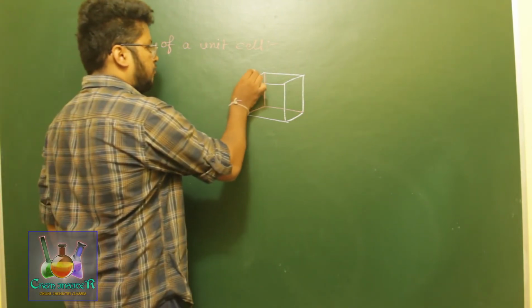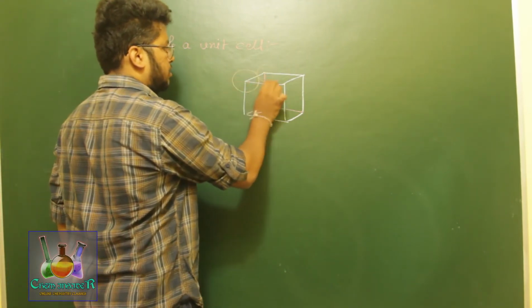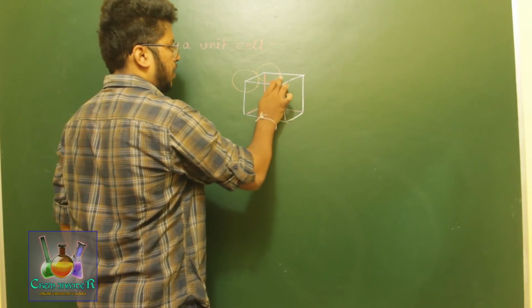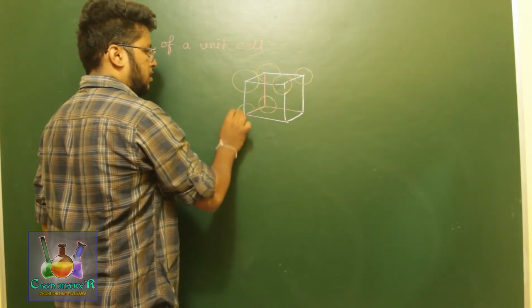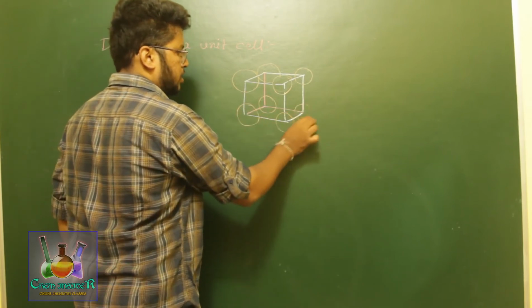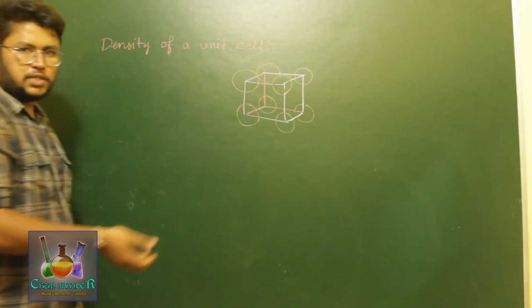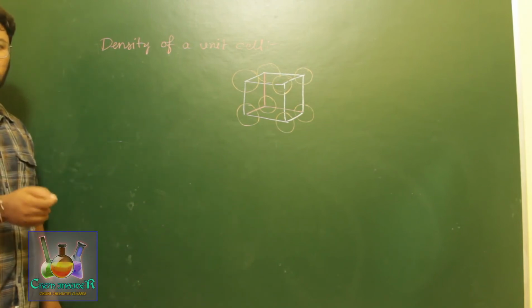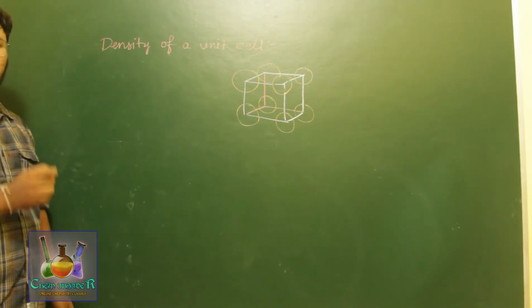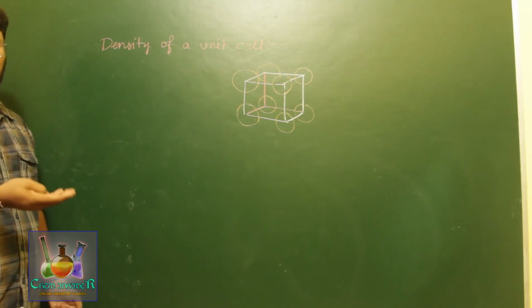If we have atoms present at the corners, then we call it a primitive unit cell. If we have atoms at the corners and at the body center, we call it BCC. If we have atoms present at the corners and on the center of the faces, we call it FCC, etc. So a unit cell carries some mass provided there are atoms present at certain positions.